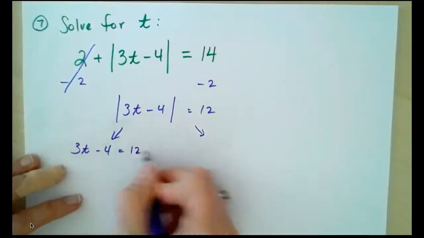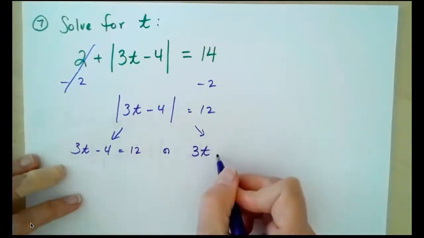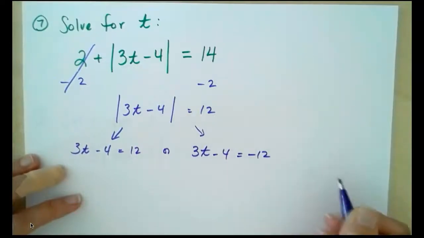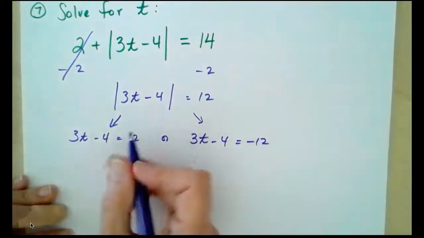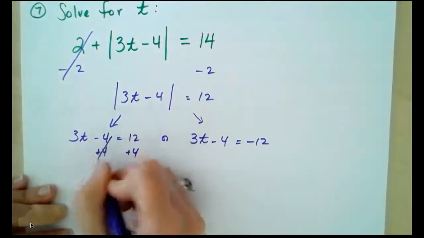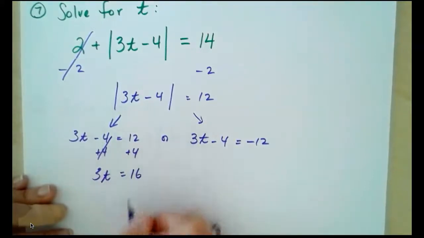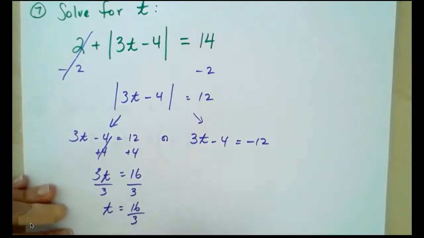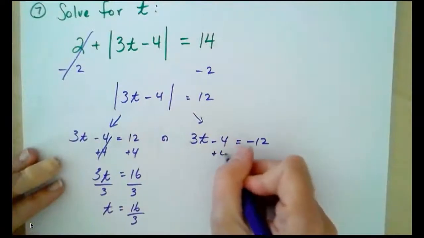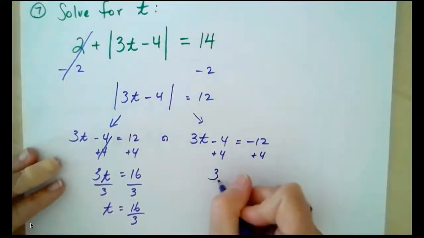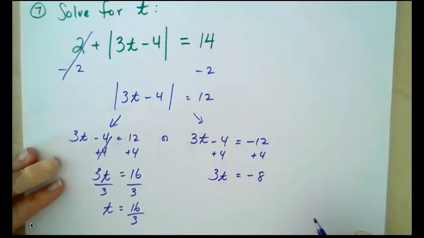3t minus 4 equals 12, or 3t minus 4 equals -12. We're going for two answers here. So +4, 3t equals 16. Divide by 3, divide by 3, t equals 16/3. We're doing step 3 here, which is to solve both of the equations. +4, 3t equals -8. Divide by 3, divide by 3, t equals -8/3.